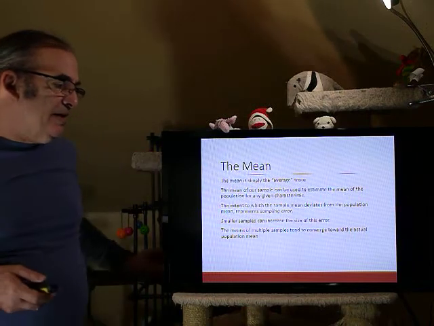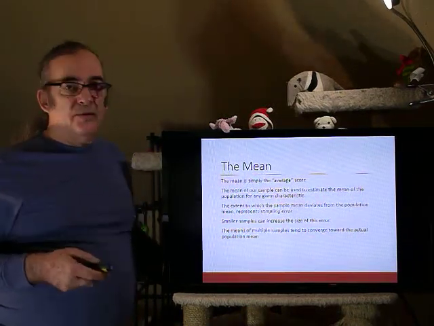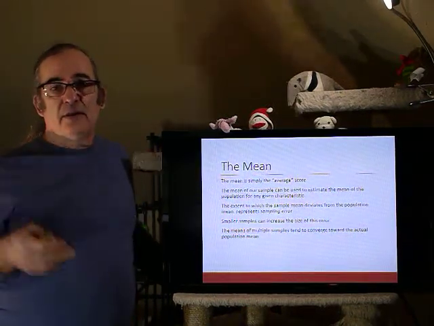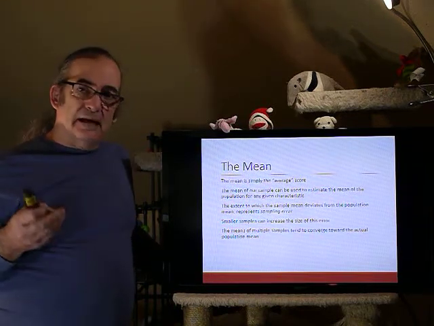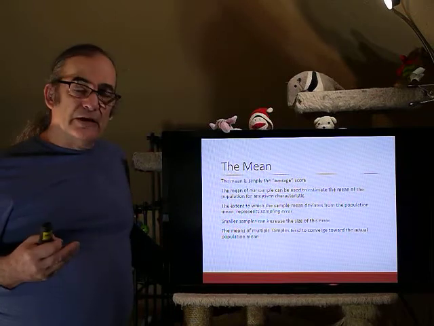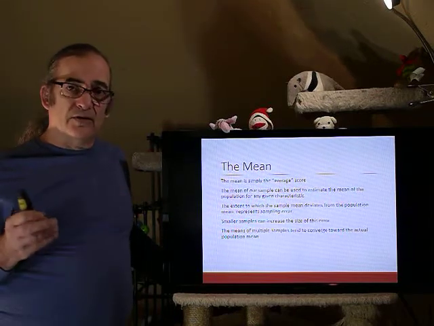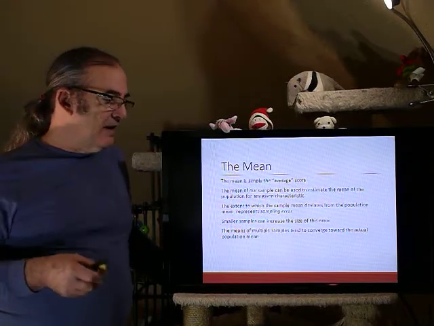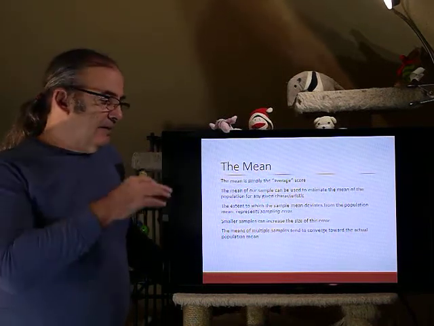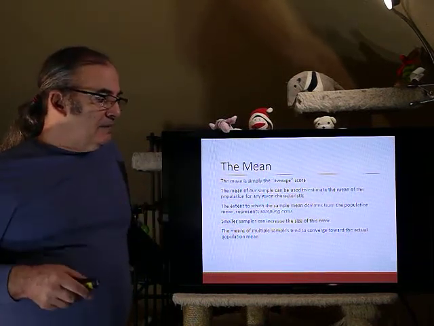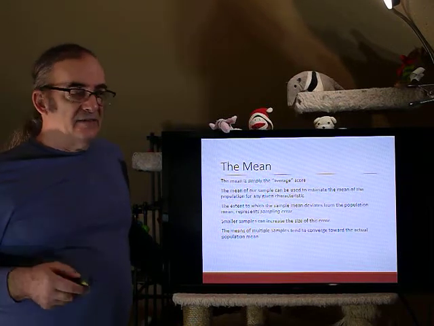So the mean is simply the average score. We add up all the scores, we divide by the number of scores, and then we generate the mean. That's probably our most basic measure of central tendency, although notice that the median is actually probably a little easier to calculate, and the mode is the easiest. The mean of our sample can be used to estimate the mean of the population on any given characteristic.